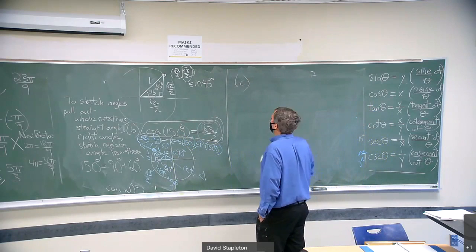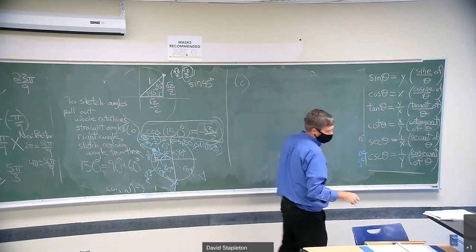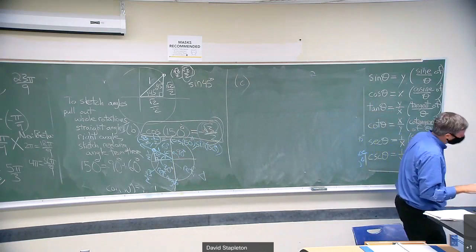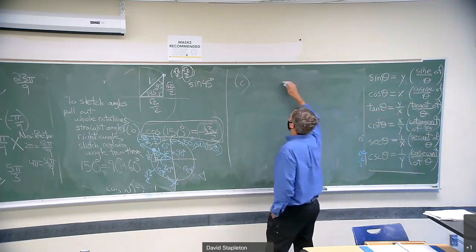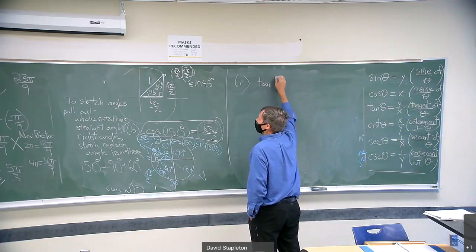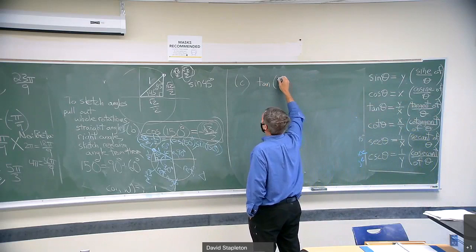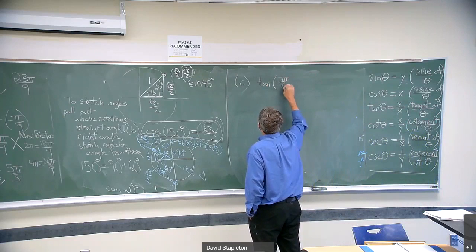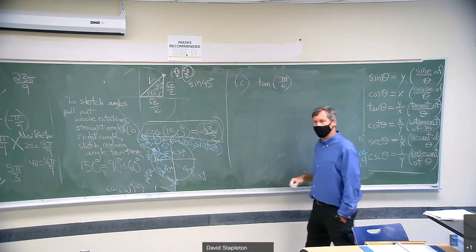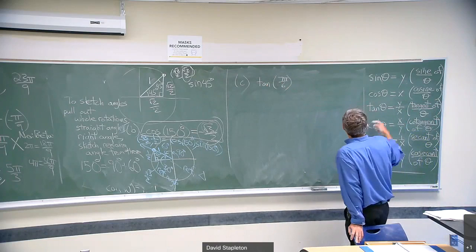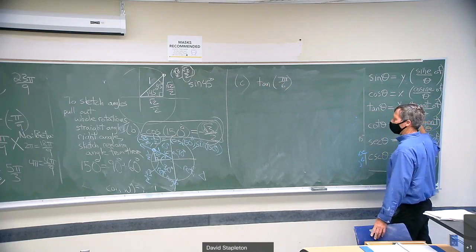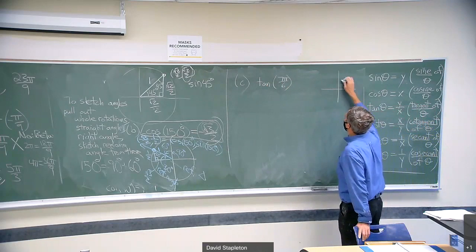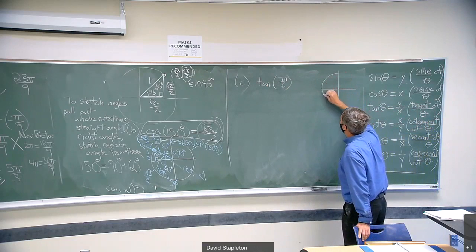Now, we also need to be able to do these in radians. Suppose I wanted to do the tangent of 7 pi over 6. How about that? The tangent over here is defined to be y divided by x. Once again, once I'm good at this, I can just figure it out by thinking in my mind.